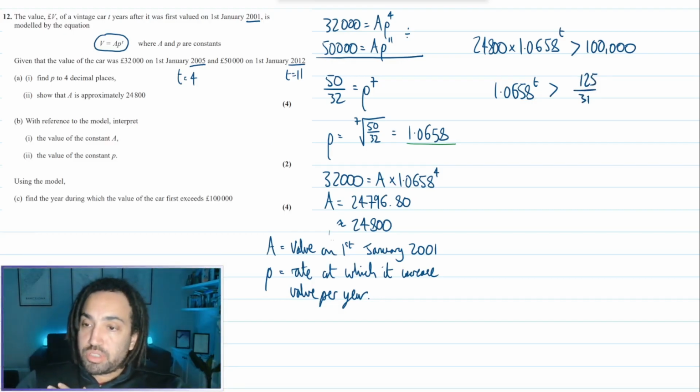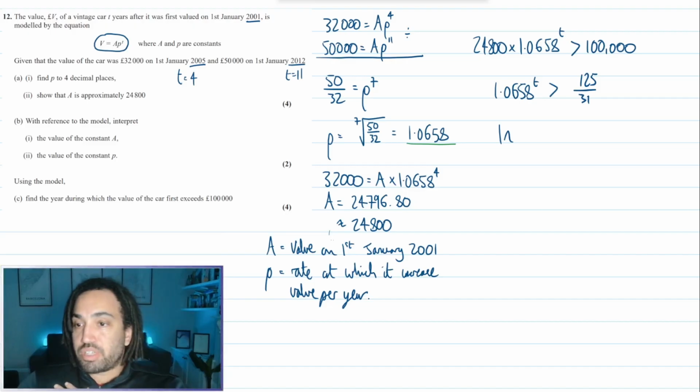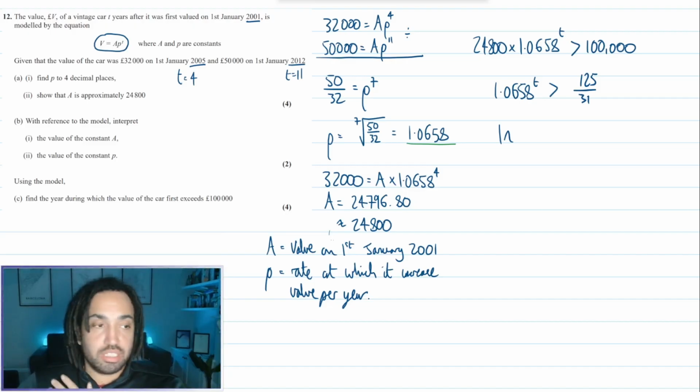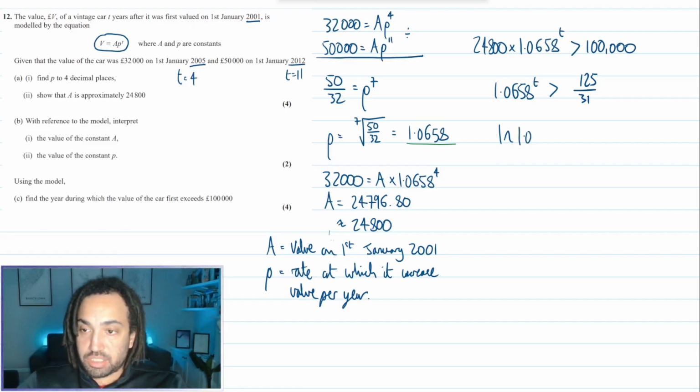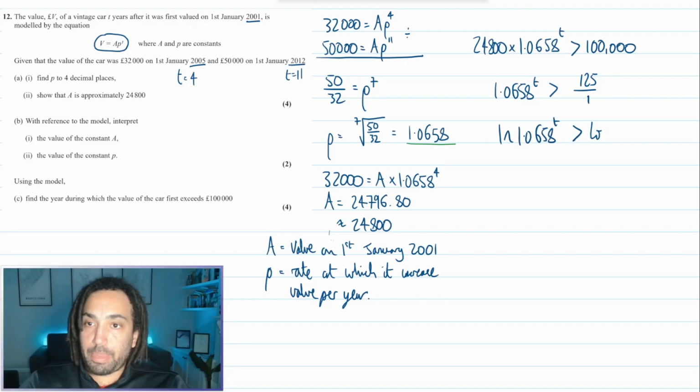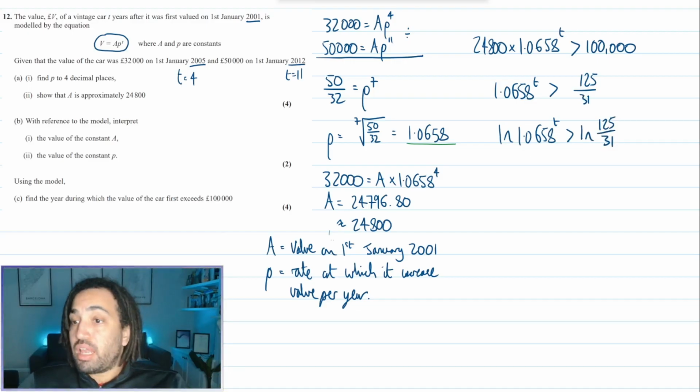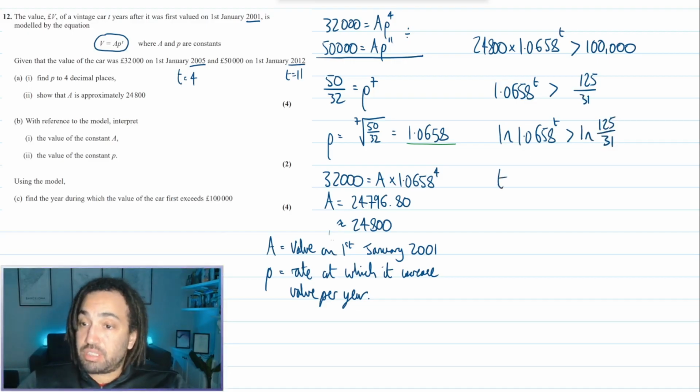And then what we'll do is we'll take logarithms of both sides. It doesn't matter whether you use natural log or log base 10, so I'll just do natural log. So natural log of 125 over 31. And then we can bring the t down using log rules.